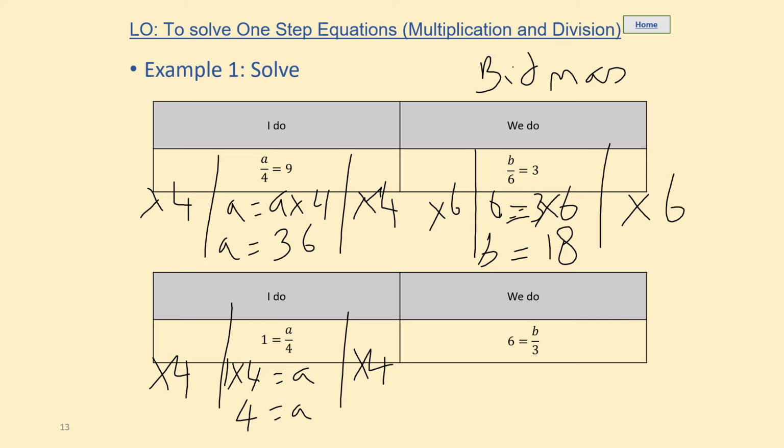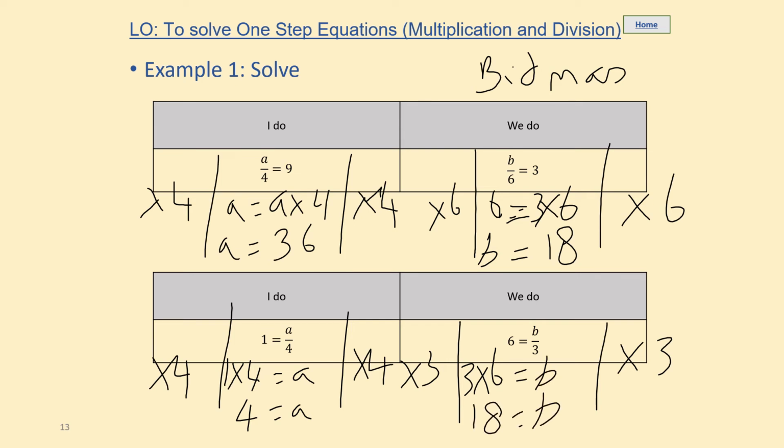Have a think about what we do on this one. Yep, it's divided by 3, so we're going to multiply by 3. So 3 times 6 equals B. 18 equals B, or B equals 18.